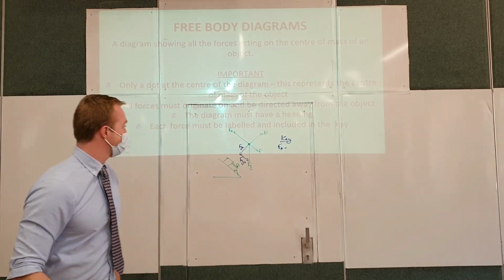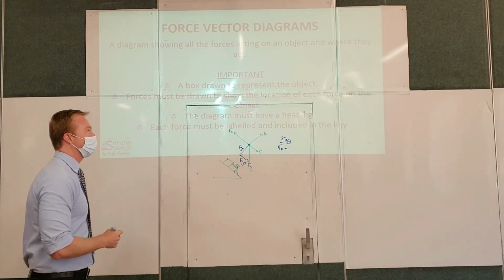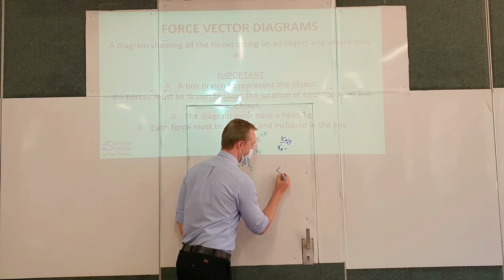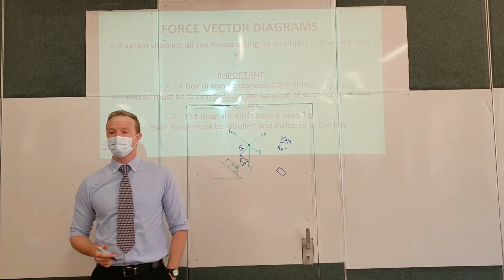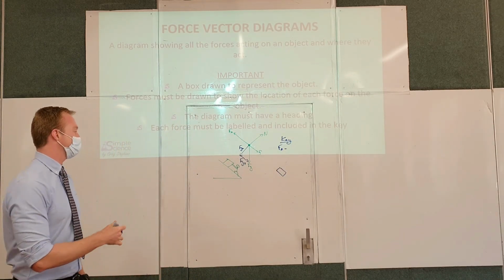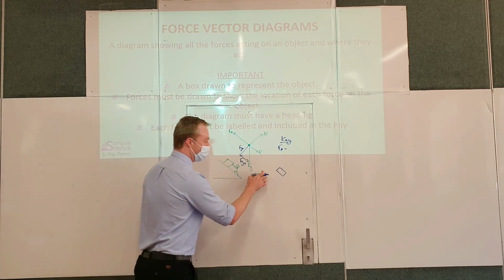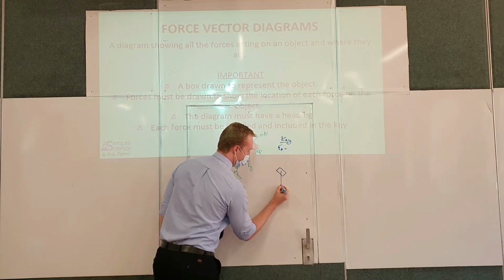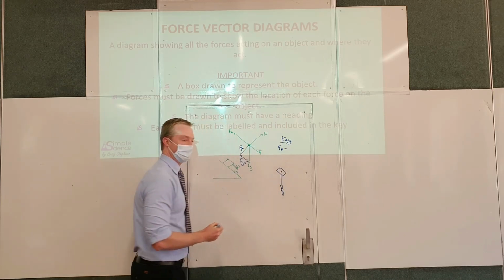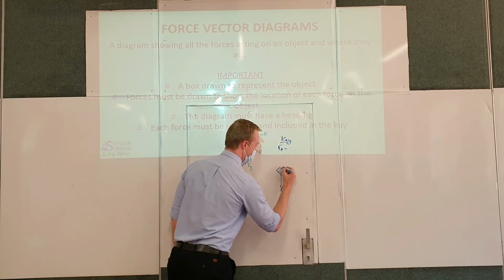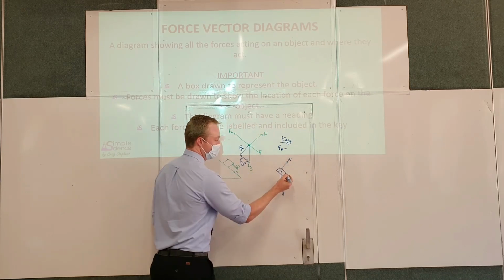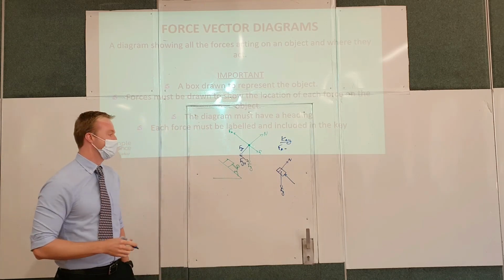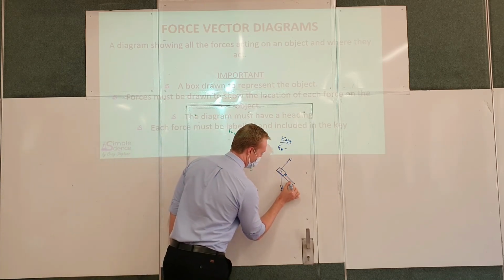A slightly less common diagram that's required is called a force vector diagram. This is where the object is represented by a box or a simple shape, and the main difference here is that we show where the force is acting on the object. So for example, the gravitational force acts from the center of mass of that object. The normal force acts on the bottom surface of that object. The applied force is acting from behind onto the back of that object, and the frictional force acts along the bottom surface.